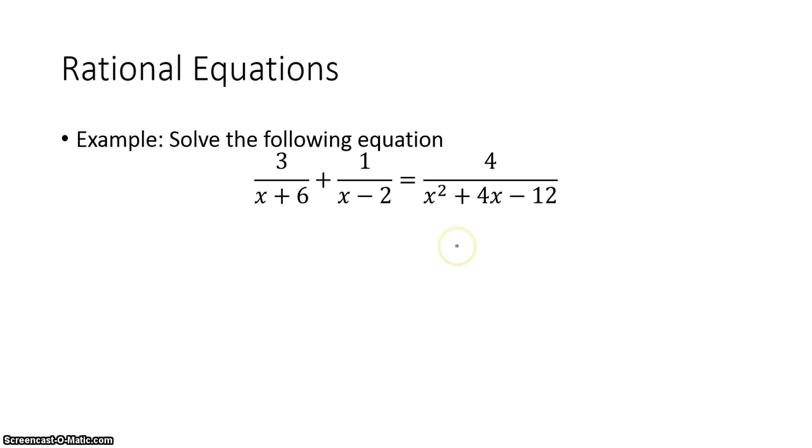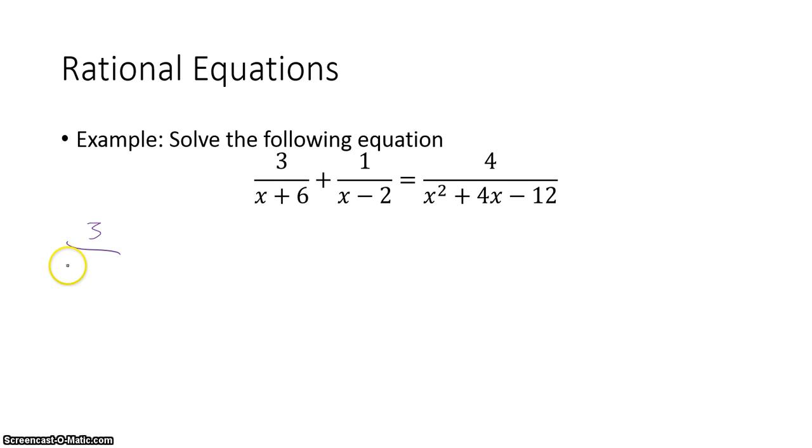We want to solve the following equation: 3 over x plus 6 plus 1 over x minus 2 equals 4 over x squared plus 4x minus 12. When you see a problem like this, notice that these two denominators on the left are linear. However, this term on the right is quadratic. So let's see if we can factor the denominator on the right first.